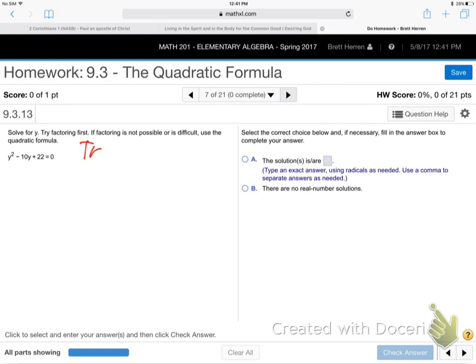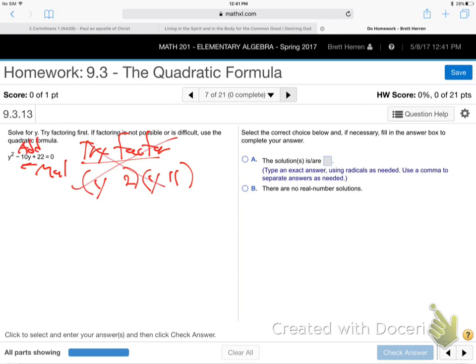So you can try to factor, but it won't factor, right? If you try the two parentheses, what multiplies to be 22? What times what is 22? 2 and 11 is about the only thing I know. Can they add to be 10 in the middle? No way. So forget it. It doesn't factor, right? Nothing good happens with factoring. So skip it. Go right on to your friend, the quadratic formula.